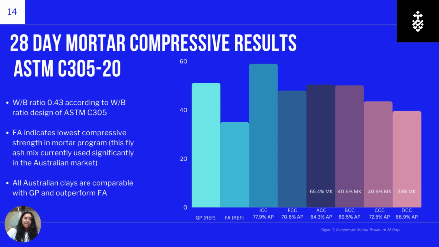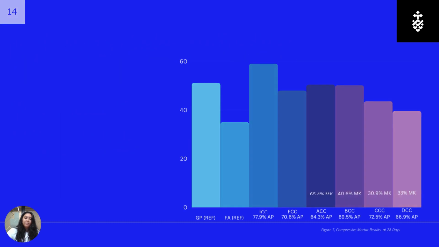When we look at the Australian clays, ACC had a much higher metakaolin content than BCC, but BCC had a much higher amorphous phase content, which led to very similar results at 28 days. This demonstrates that even if the clay may not have a high amount of kaolinite, it is worth understanding the clay and its amorphous phase when calcined, as it could be a potential SEM.